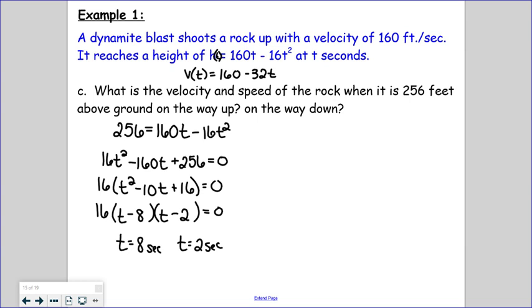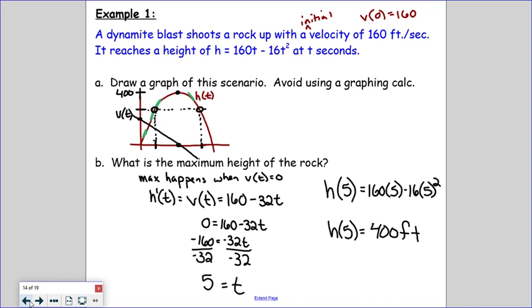Well, they ask us two different times here. We want to know what the velocity is on the way up, and we want to know what the velocity is on the way down. So go back and look at our picture here. We know that this happened at time equals 5, right? So at time equals 2, we're looking at on the way up. And at time equals 8, we're looking at on the way down. And I can see that easier on my picture here to know which one's up and which one's down.